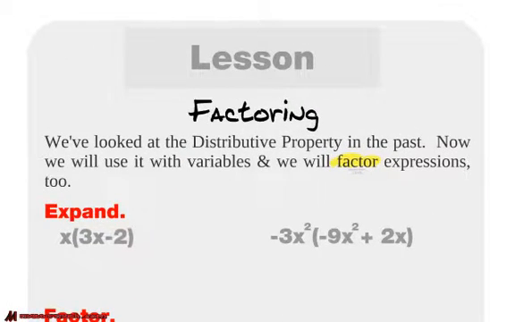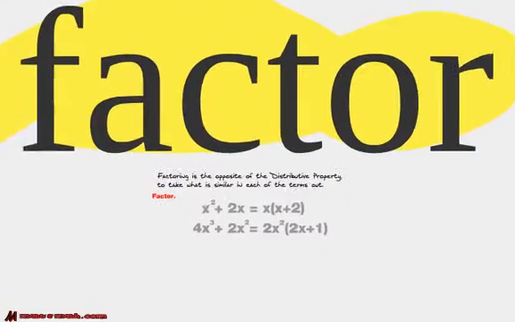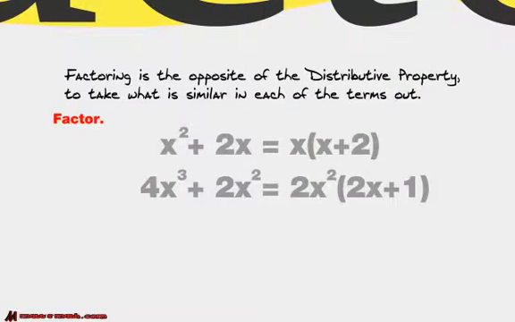Well, in the past, we've looked at the distributive property, and now we're going to use it with variables. When we use the distributive property with variables, we can talk about expanding equations and then going the opposite of the distributive property and factoring expressions, okay? So when we factor something, it's the opposite of the distributive property, and it's similar to taking each of the terms out. So let's look at this.